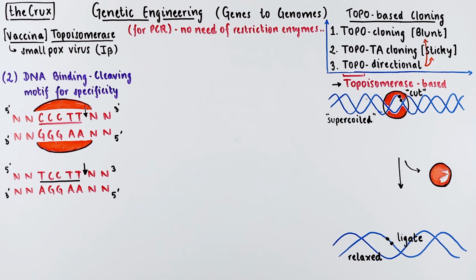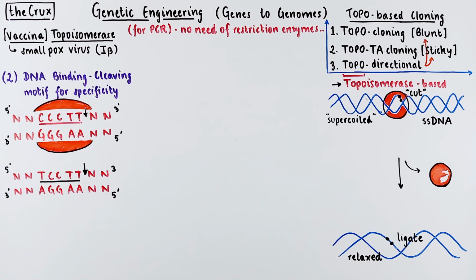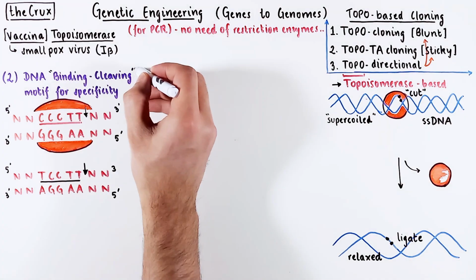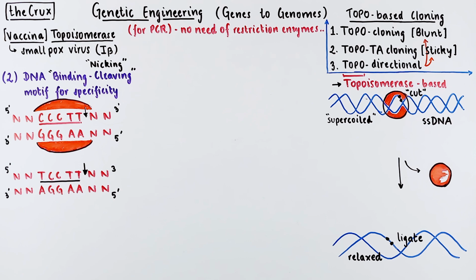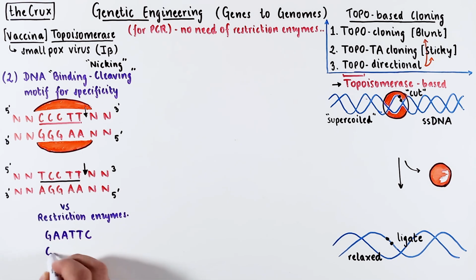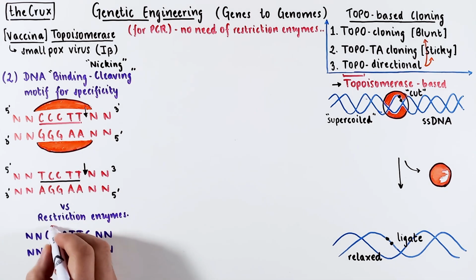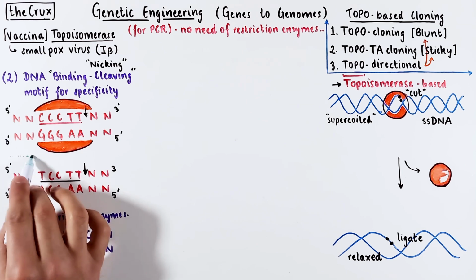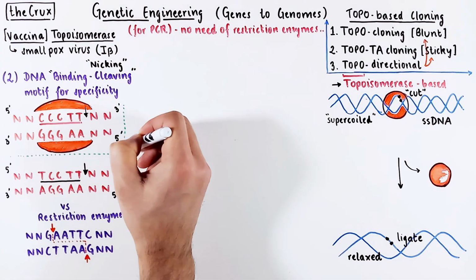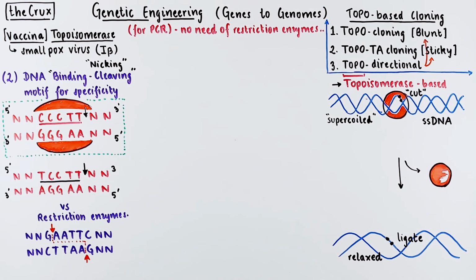If you recall our simple diagram here, I did say that the cut is made only in one of the DNA strands. This cleaving activity is called a nicking activity since only one of the strands is cut. This is very different from restriction enzymes, where a DNA sequence is recognized, but the cut is made on both DNA strands, which actually splits the DNA into two parts. Generally, the CCCTT sequence is most used in topo cloning, so I will restrict our discussion to just this one.